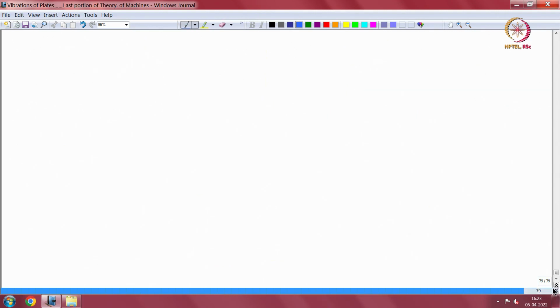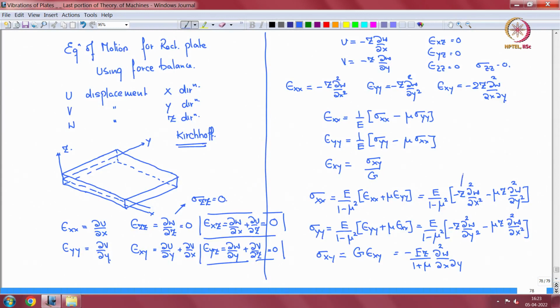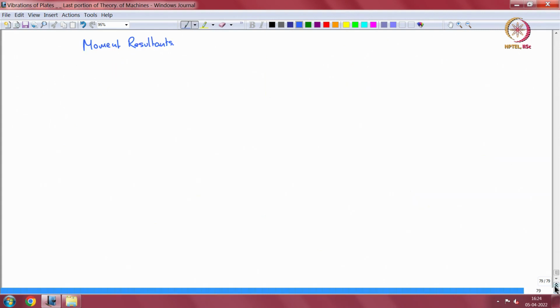Now we go for the moment resultants. One thing I want to mention here is that everything is a function of z. z comes in everywhere here. So if I integrate this from minus h by 2 to h by 2, which should give me the actual resultants, because there is a z, I will get a z square by 2, which over minus h by 2 to h by 2 will give me 0. So all the other force resultants, nxx, nyy, nxy, will all be 0. So only moment resultants survive, that is why I am going straight away for the moment resultants.